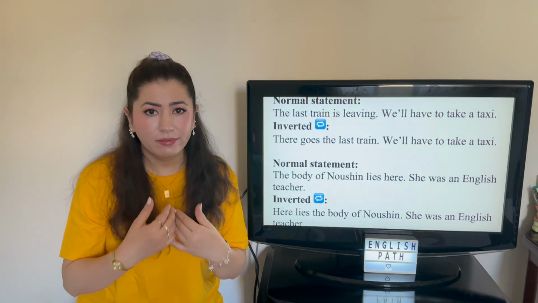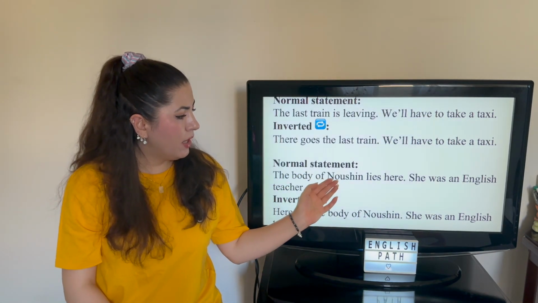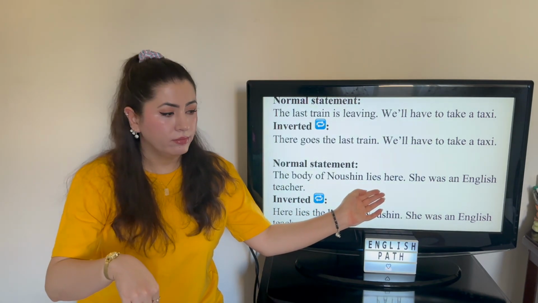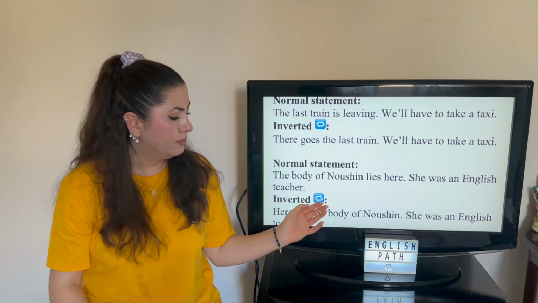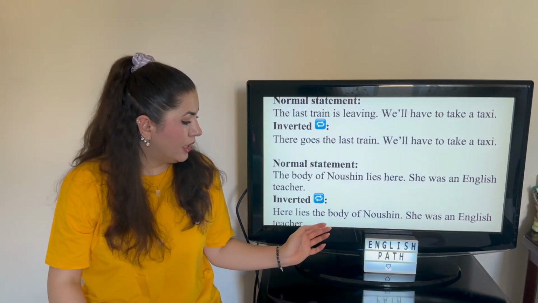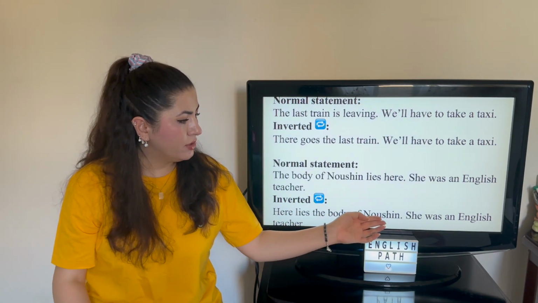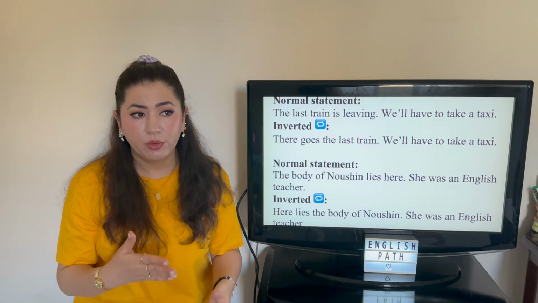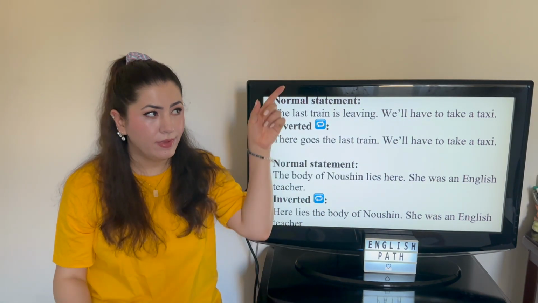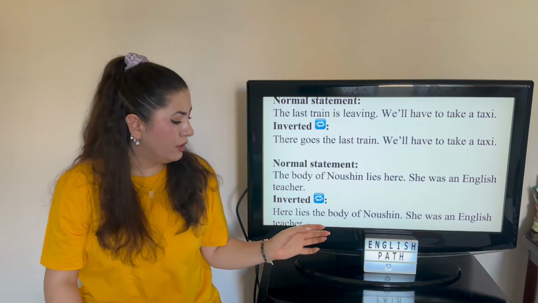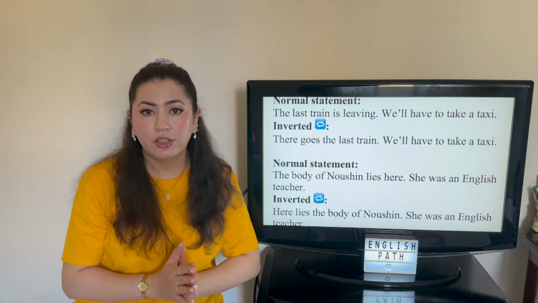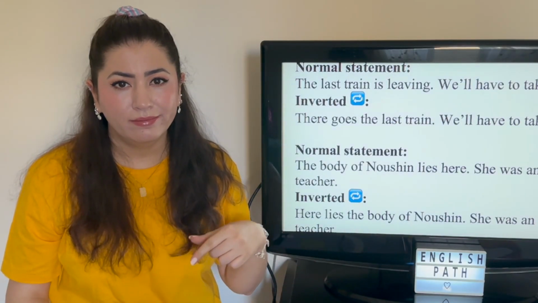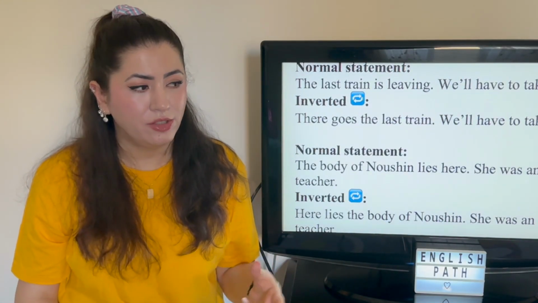After I die, they will say, the body of Nushin lies here, inside my grave. She was an English teacher. The inverted version is, here lies the body of Nushin. She was an English teacher. Or if you want to use an adjective clause that I explained in this video, you can say, here lies the body of Nushin, who was an English teacher and had a channel that she politely asks you to subscribe to.